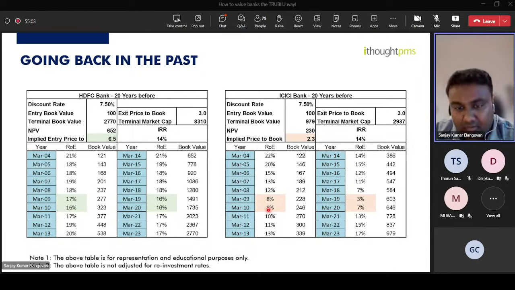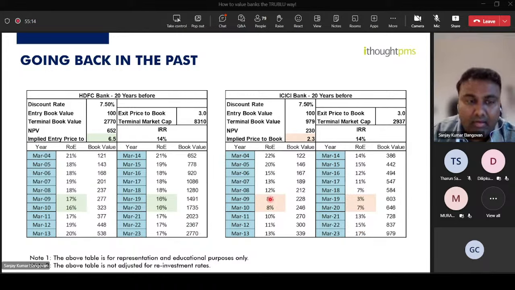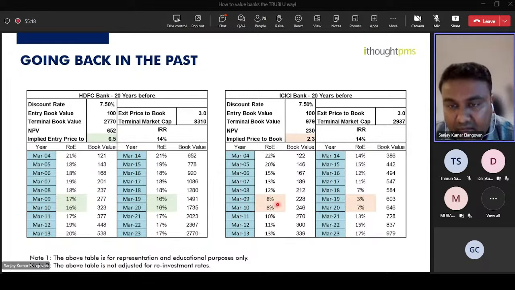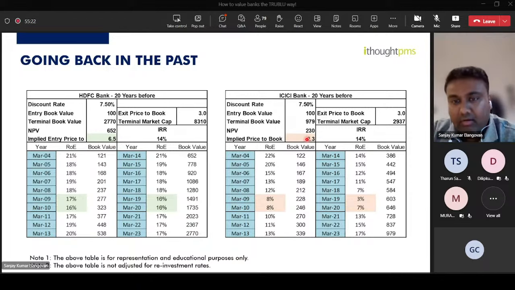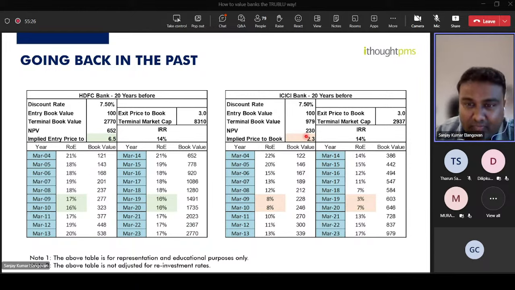So these are the actual ROEs of ICICI Bank in the last 20 years. If you see the red area, that's where banks went through a tough cycle. But look at the difference between HDFC Bank and ICICI Bank's ROE. It was almost 2x of what ICICI Bank was doing. And hence, the implied price to book multiple is also significantly different, almost one third.